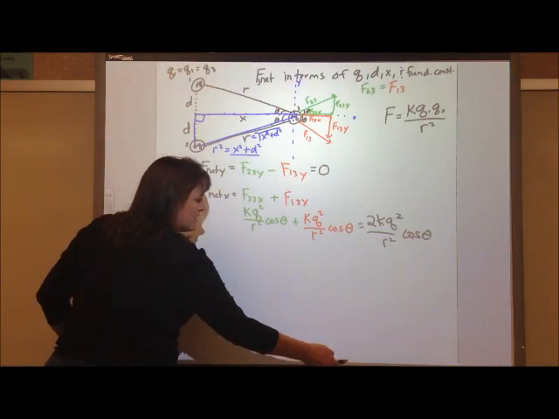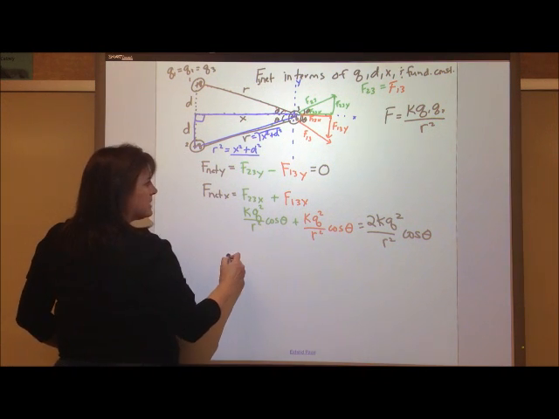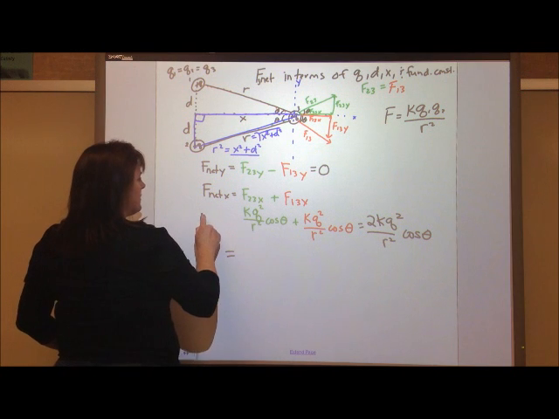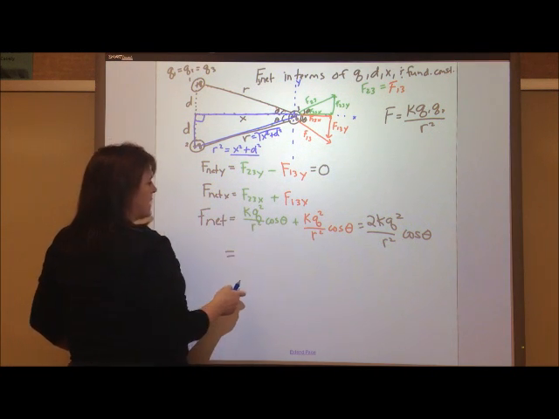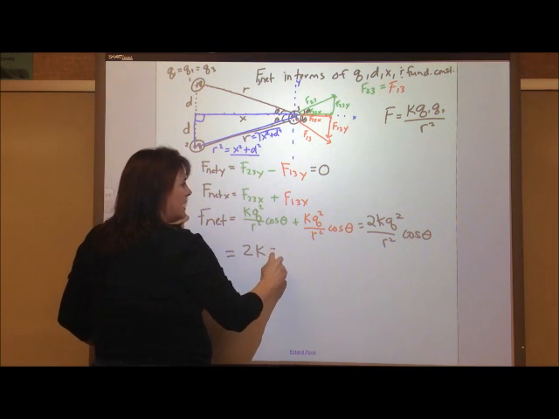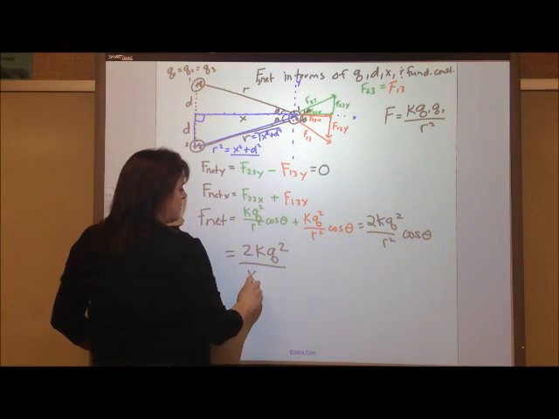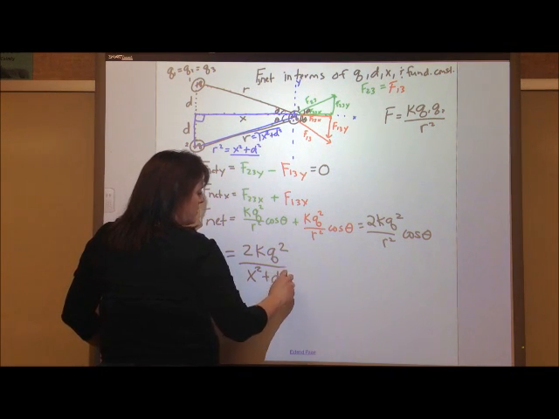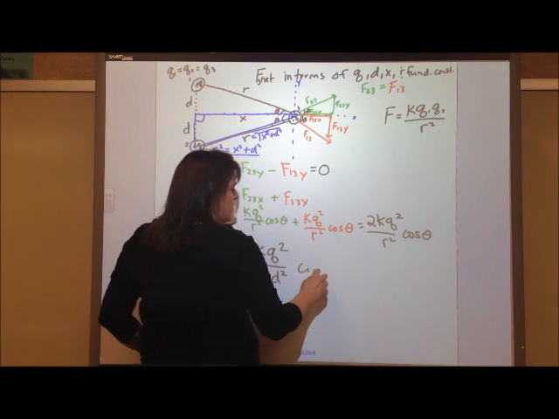All right, so let's do that. And I get, this is actually F net total, right? Because I put in the cosines to get rid of the x. So I have now 2k Q squared over R squared, which we said was equal to the magnitude of x squared plus d squared. But now I have to get rid of the cosine of theta.